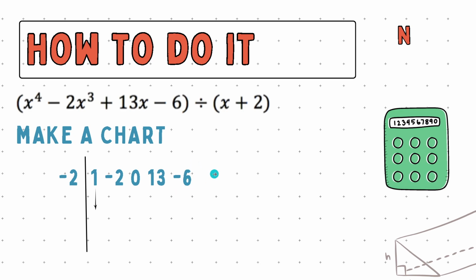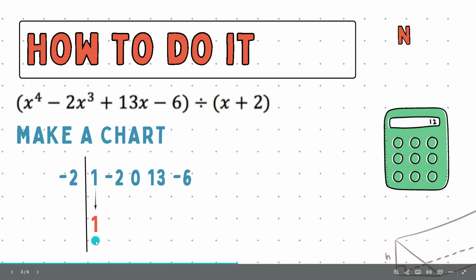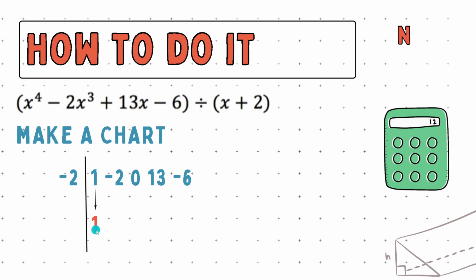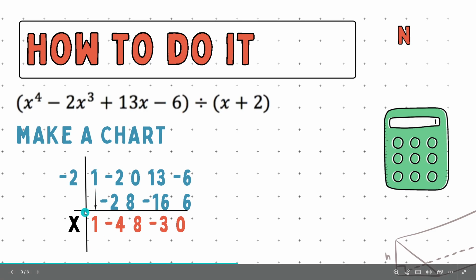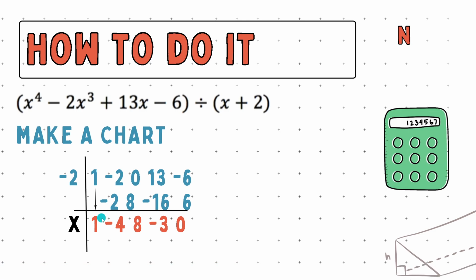So first what you do is you drop down the value of 1. And what you do is multiply this number by the left side. So 1 times -2. And then you add that value onto the next term. So I'll just explain it like this. 1 times -2 is -2. -2 plus -2 is -4.